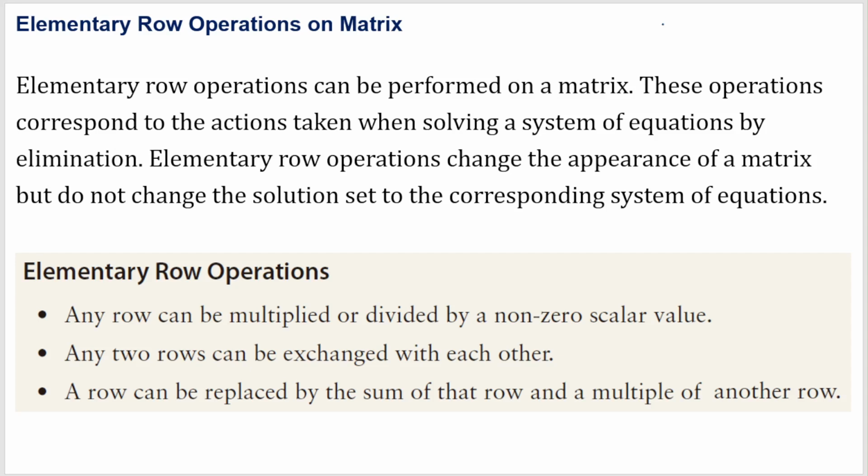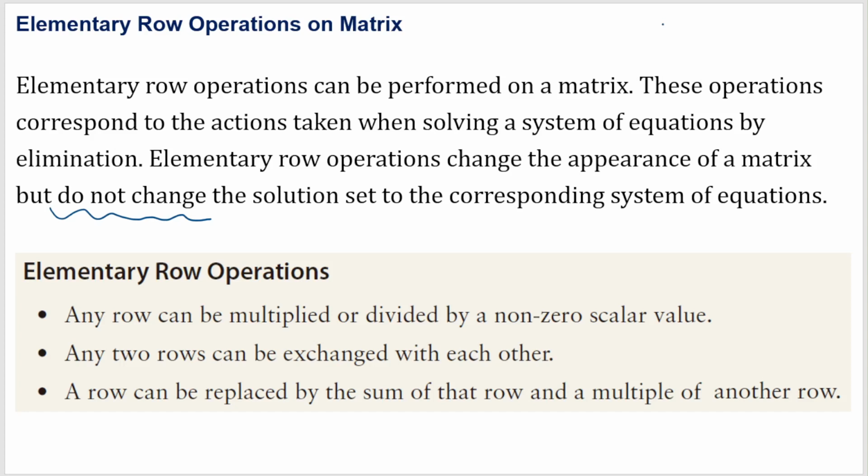So elementary row operations can be performed on a matrix. These operations correspond to the actions taken when solving a system of equations by elimination. Elementary row operations change the appearance of a matrix, but do not change the solution set to the corresponding system of equations. These operations contain only the following 3 types of operations. First, any row can be multiplied or divided by a non-zero scalar value. This does not change the solution set.